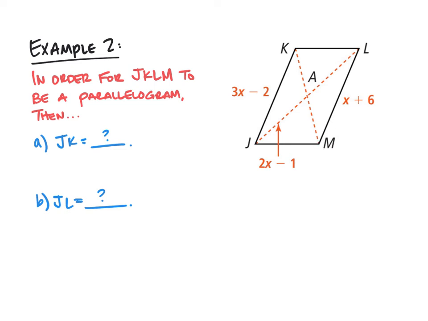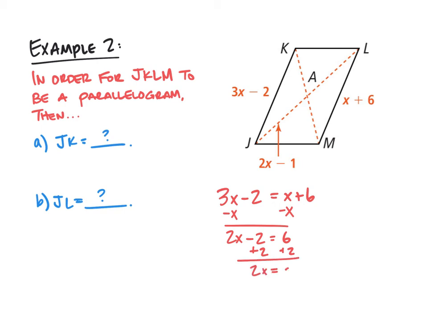So let's set up an equation that says 3x minus 2 has to equal x plus 6. If we use our algebra skills and solve this, we're going to end up with 2x minus 2 equals 6. Add 2 to both sides. 2x equals 8, and that would mean that x equals 4. Then we can substitute x equals 4 back in, and that's going to tell us the length of JK. So JK equals 3 times 4 minus 2, which is 12 minus 2, which gives us 10. So the length of JK would have to be 10.